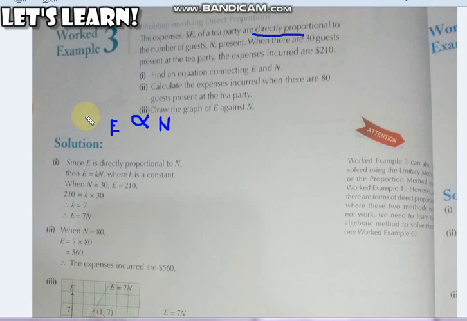So my first step is that I have written my answer as a relation. My second step is I'm going to change this relation into an equation. So my E will stay the same. In place of the proportionality sign, I will put an equal to sign and a new term, that is K. That is the constant. A constant is a value which will stay the same forever and will never change. And then we will have N coming down here as it is.